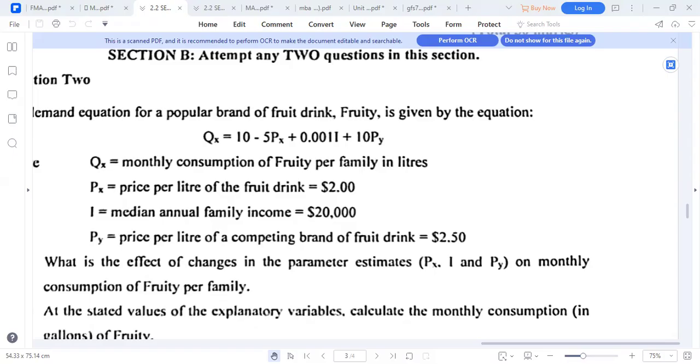So for income there, we have 0.001, which is positive. It means that an increase in income will lead to an increase in the quantity of good X, suggesting that this is a normal good.